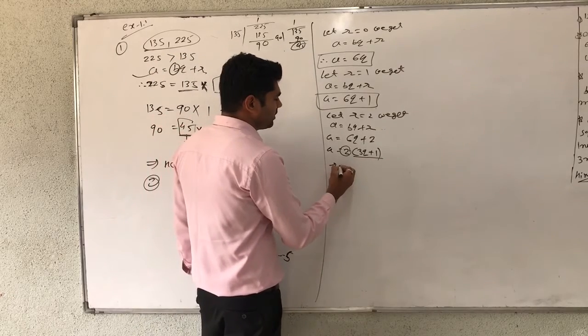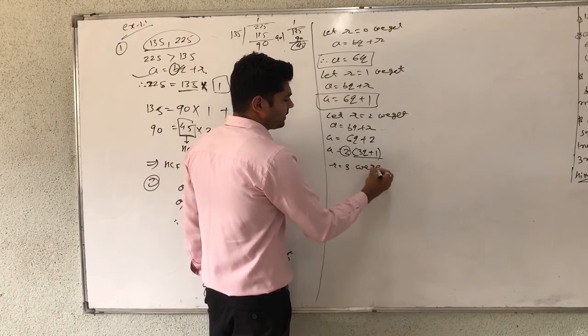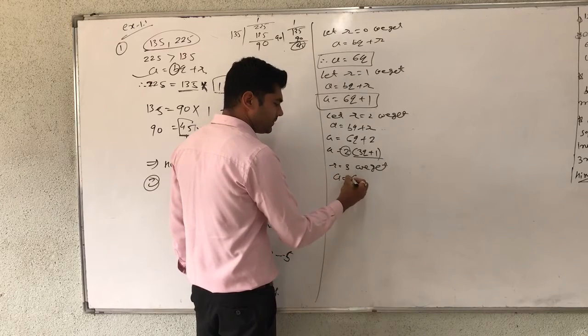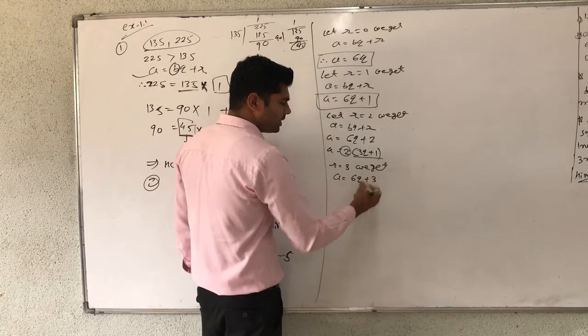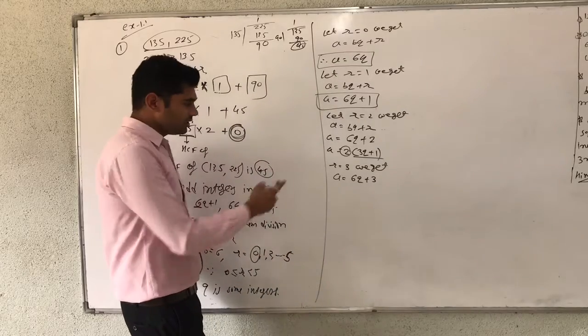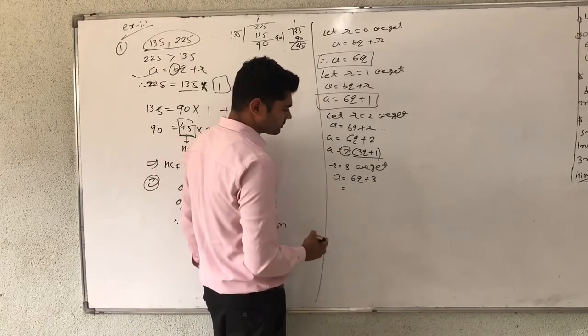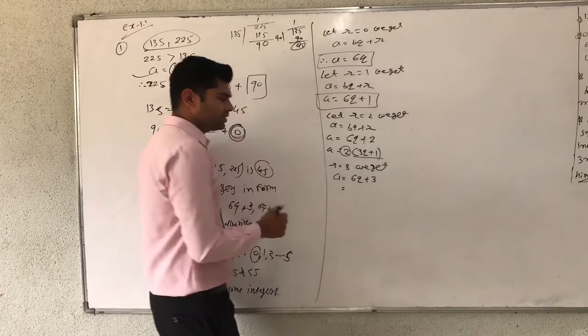In a similar way, r equal to 3, we get a is equal to 6q plus 3. In a similar way, we have to take common 3.